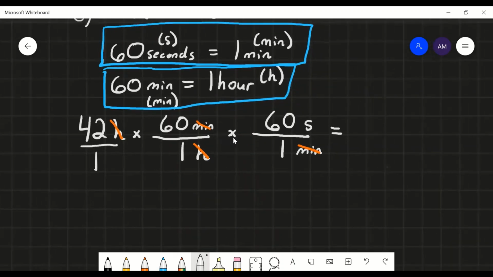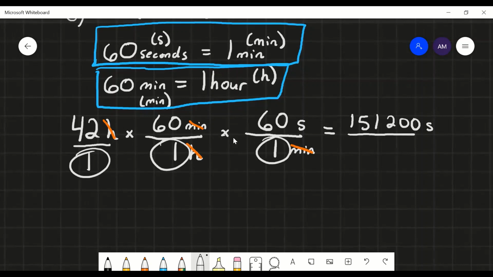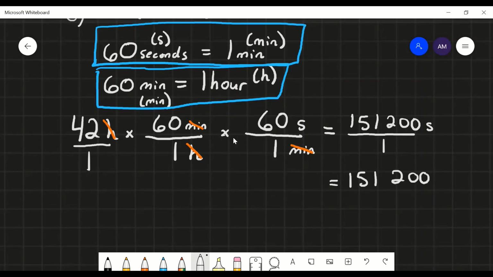And now this is just 3 fractions multiplied together. So 42 times 60 times 60. Let's put that into a calculator really quickly to figure out what that makes. It's a pretty big number. 151,200 seconds, all over 1 times 1 times 1, which just makes 1. So our final answer here is 151,200 seconds.